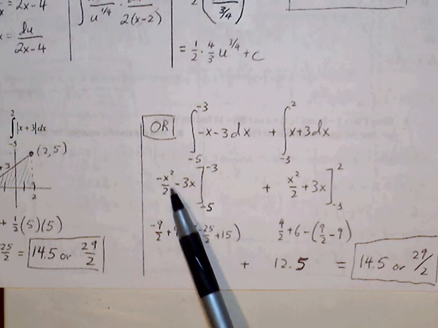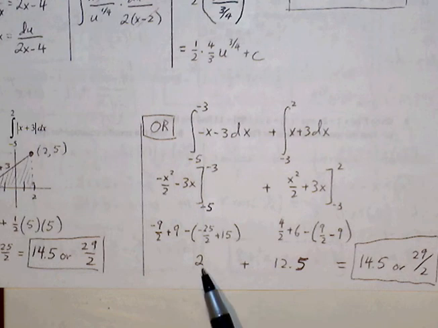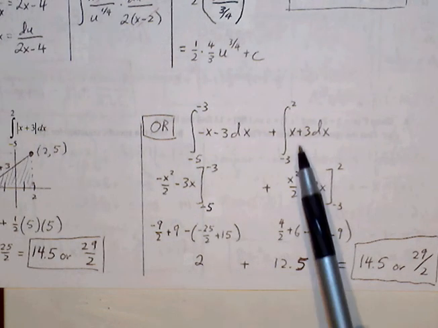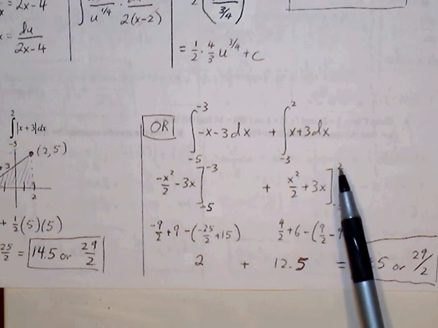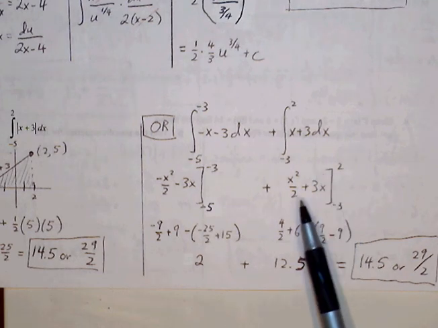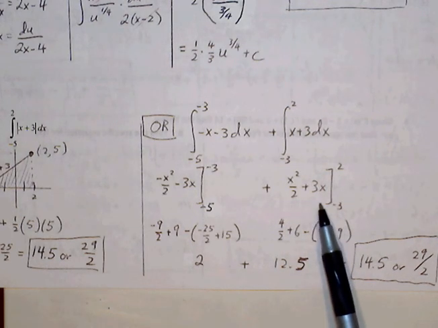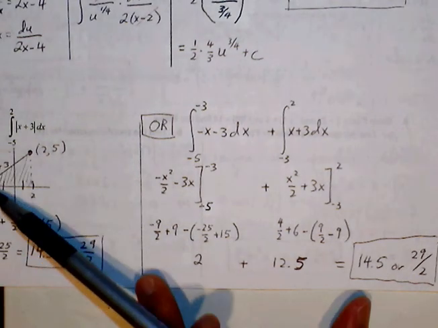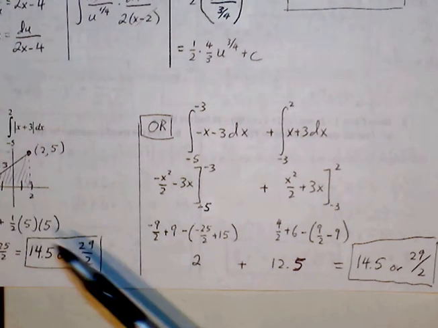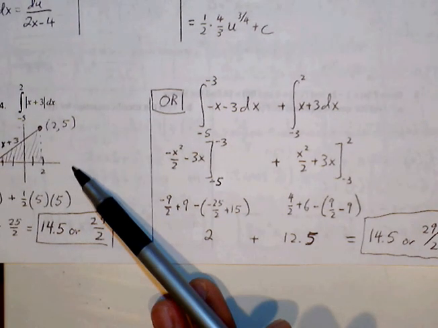On the other side, x becomes x squared over 2. 3 becomes 3x. We plug the upper bound first. So 2 goes in for x. We get 4 halves plus 6. Then plug in the lower bound, negative 3. So we get 9 halves minus 9. Combine these like terms, and we get 12.5. So 12.5 plus 2, we're going to get the same result as we did from the other method, adding the areas of these triangles. And we're going to get 14.5, or 29 over 2.